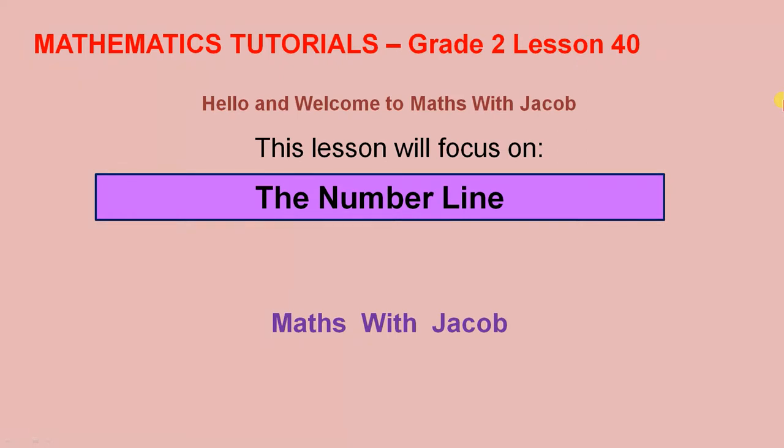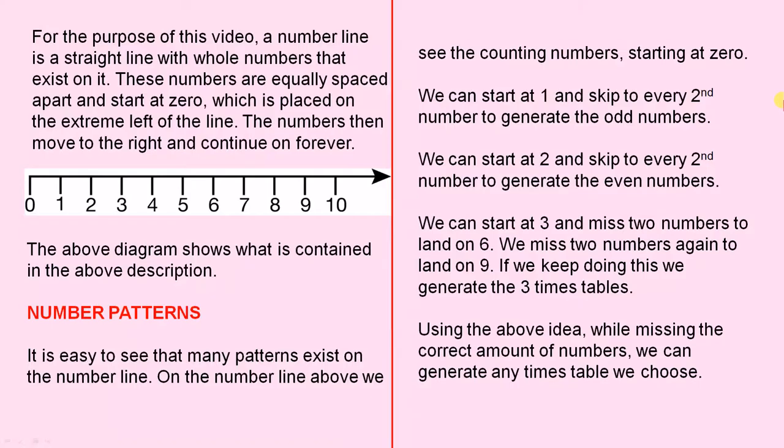This lesson will focus on the number line. For the purpose of this video, a number line is a straight line with whole numbers that exist on it. These numbers are equally spaced apart and start at 0, which is placed on the extreme left of the line. The numbers then move to the right and continue on forever. The above diagram shows what is contained in the above description.